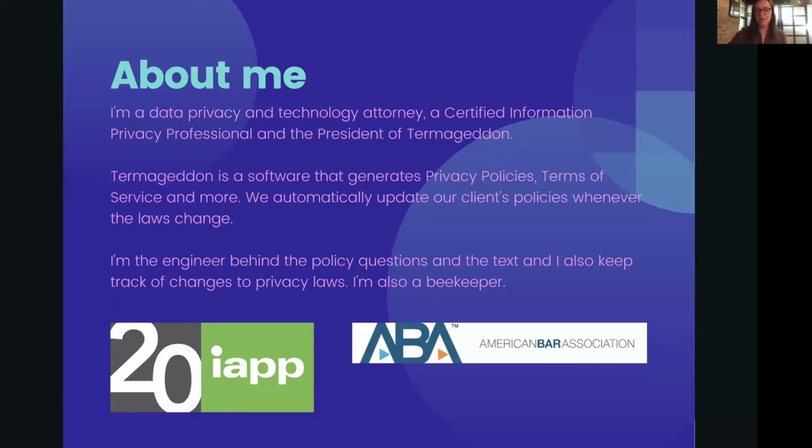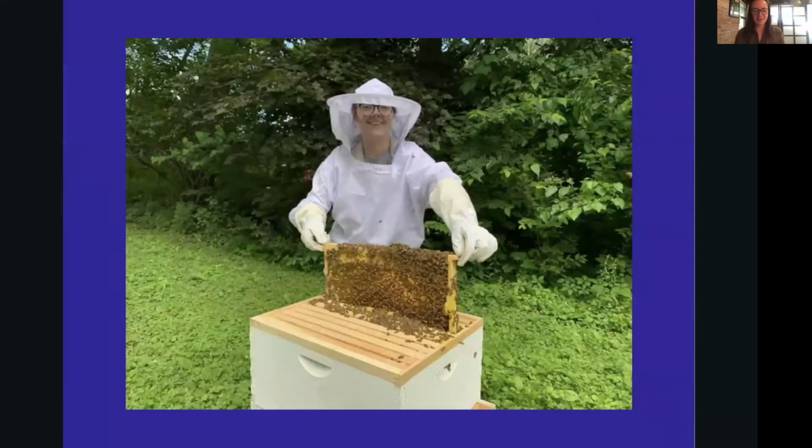Now, maybe not exactly related to privacy, but I'm also a beekeeper, and I'm super passionate about it. This is me and my bees. So if you have any beekeeping questions, let me know. I'm probably the wrong person to answer them because this is only my 2nd year, but it is a lot of fun, and I definitely recommend it.